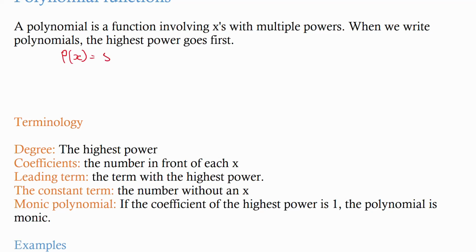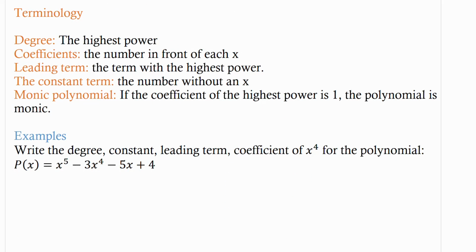could have something such as 5x to the power of 6 plus 2x to the power of 5 plus 3x to the power of 3 minus 2x squared plus 2. Okay, that there is a polynomial. There's several powers of x's in there and they're all spread out. So we're going to cover some of the terminology when you're dealing with polynomials.